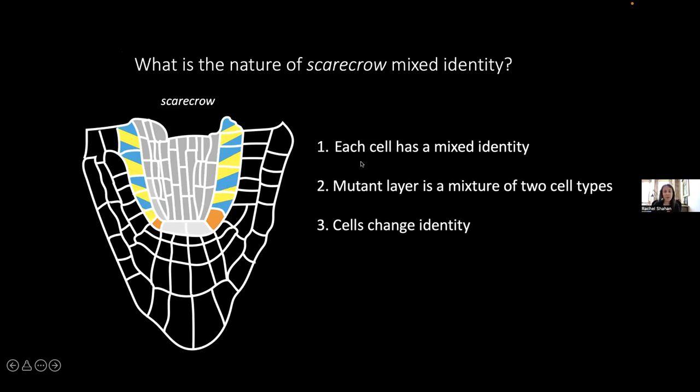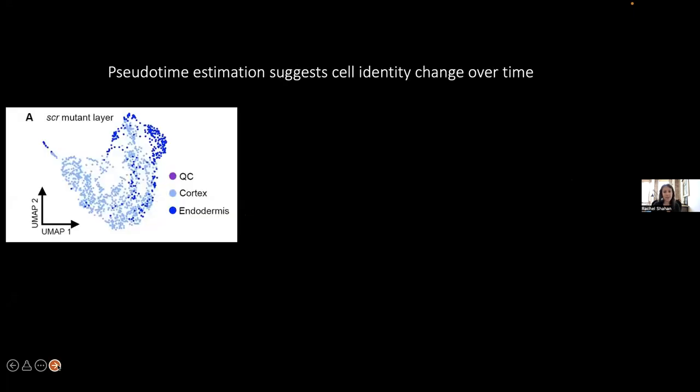So there are three possibilities that I could think of. One is that each cell actually has a mixed identity, which is what is shown in this graphic. Or the mutant layer is a heterogeneous mixture of two different cell types. And related to that, it's possible that cells could change their identity over time. So again, just to cut straight to the punchline, we looked at this in a number of ways, but the data really supports the third possibility, and that's that cells change their identity over time.